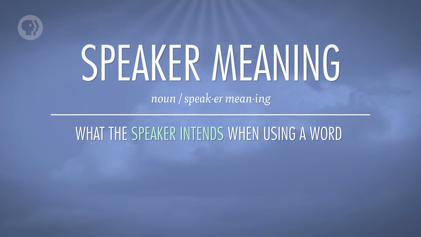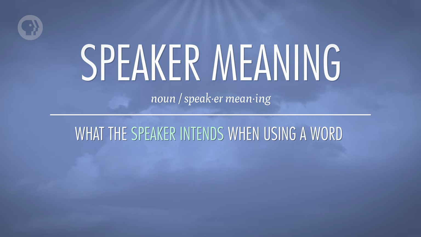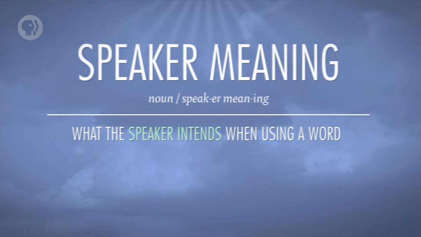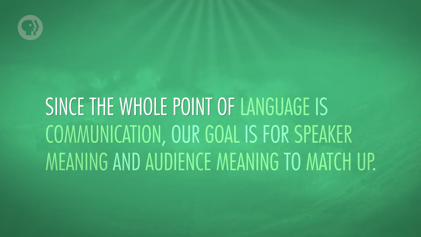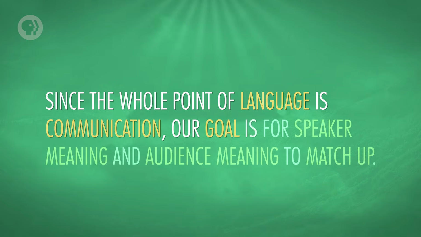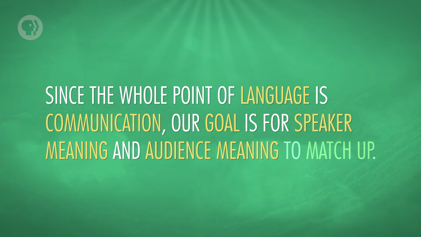We'll have to stay tuned for the answer to that one, but in the meantime, we can think about what might happen, and to do that, we need to make a distinction between two different types of meaning. When people communicate verbally, there's speaker meaning, which is what the speaker intends when using a word, and then there's audience meaning, which is what the audience understands. Since the whole point of language is communication, our goal is for speaker meaning and audience meaning to match up. But as anyone who's ever had a conversation knows, this doesn't always work out.